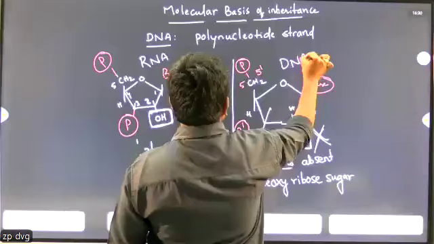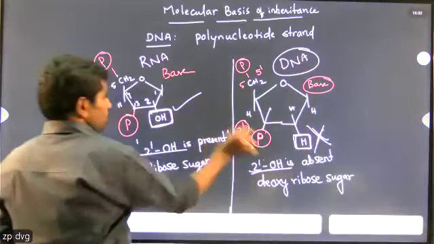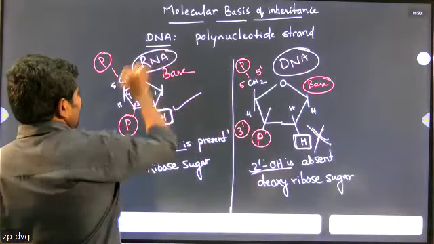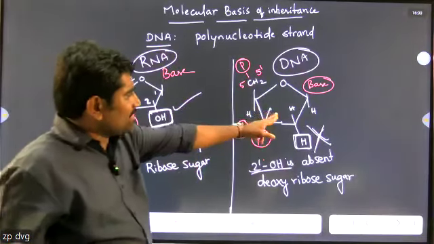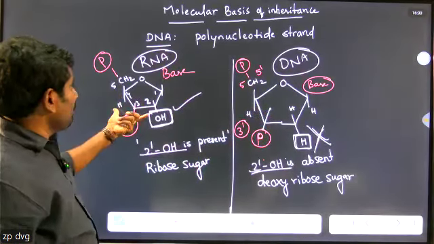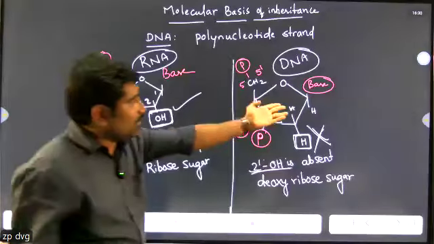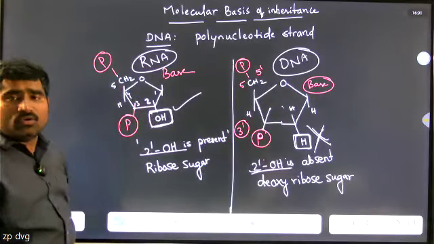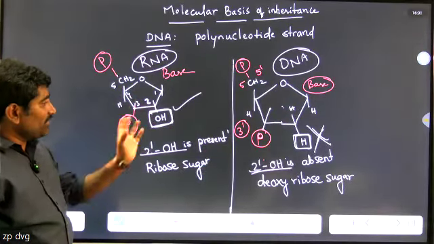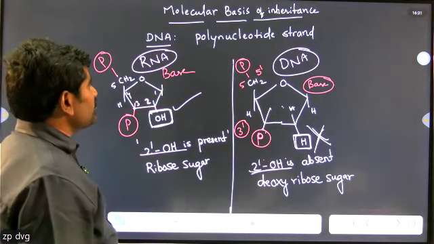That is the difference. DNA is deoxyribonucleic acid, and this is ribonucleic acid. That is the difference between the ribose sugars of both.